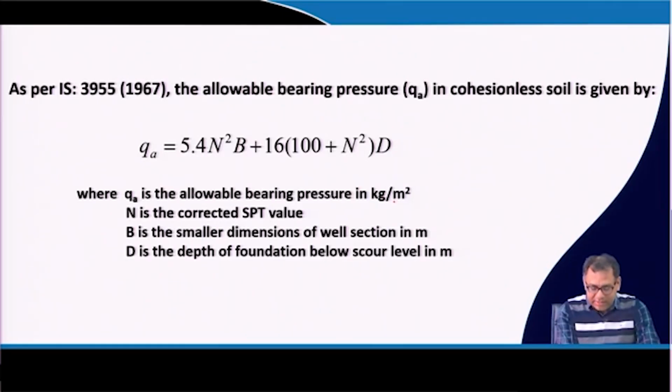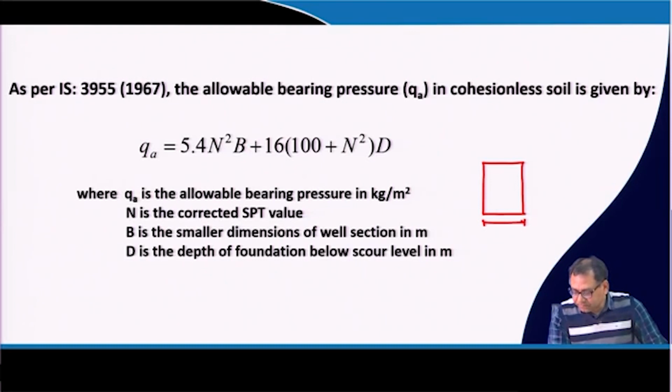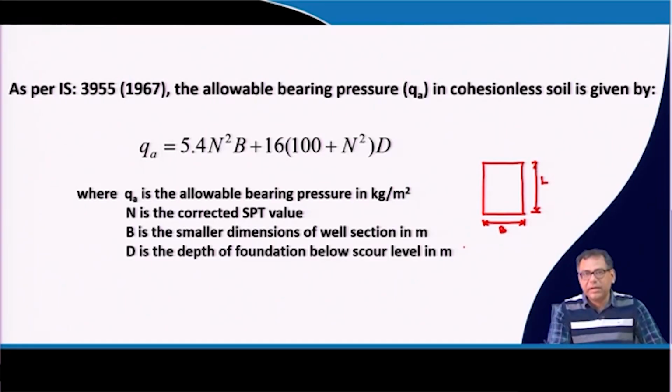Remember that N is the corrected SPT value at the base of the well, and B is the smaller dimension of the well section. For the smaller dimension of the well section, suppose it is a rectangular well, so this is B or this is L. Among these, B is the smaller. So, that is why B will be the dimension of the well.